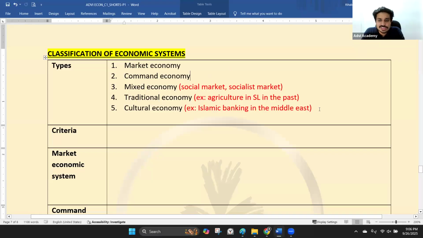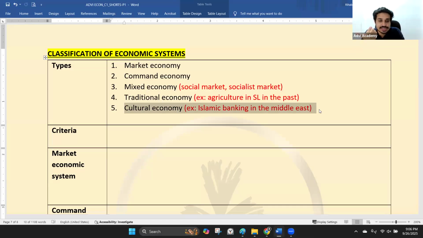Now there's a thing called cultural economy where because of Islamic banking, Islamic finance coming in, in the Middle East and Malaysia and things like that, that is there. But other than that, our main focus in your syllabus is the first 3, which is the market economy, command economy, and mixed economy. Those are the 3 things.